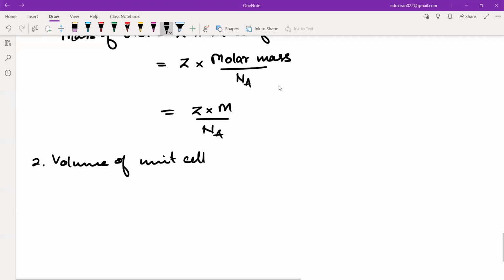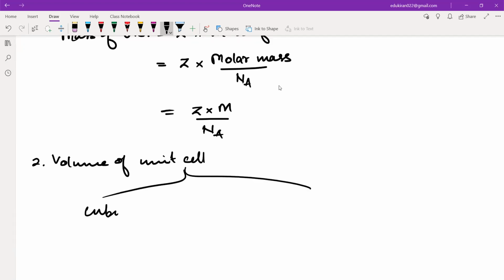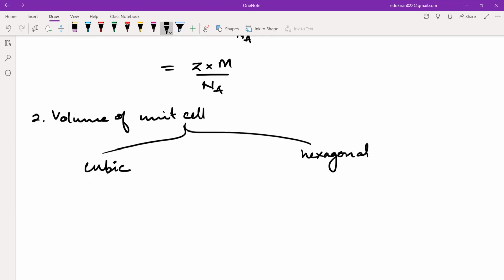We have seen two types of unit cell in 3D. One is cubic, one is hexagonal. Is that right? Yes or no? Yes, sir. So for cubic, the volume will be a cube, right? For hexagonal, you have to use this mind trick, which is known as volume is equal to always what?